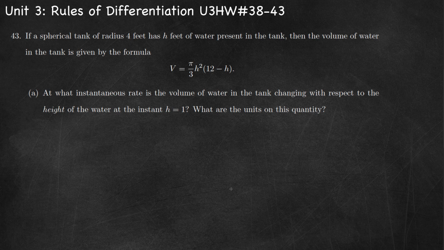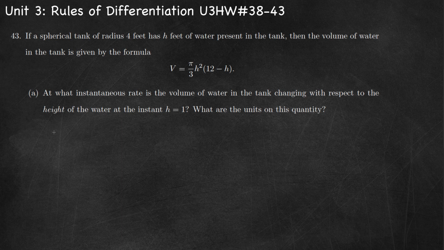43. If a spherical tank of radius 4 feet has h feet of water present in the tank, then the volume of water in the tank is given by the formula V equals pi over 3 h squared times the quantity 12 minus h. At what instantaneous rate is the volume of water in the tank changing with respect to the height of the water at the instant h equals 1? And what are the units on this quantity?